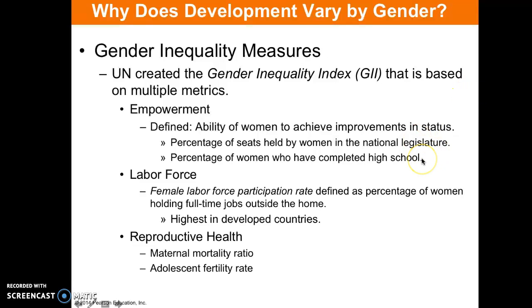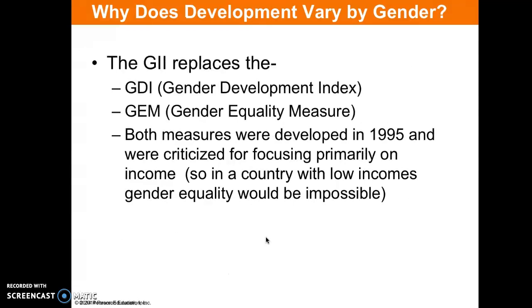Another thing that we sometimes look at with maternal mortality rate is also morbidity rate. So maternal mortality rate is the number of women who die in childbirth, and maternal morbidity rate is the number of women who are permanently injured as a result of childbirth or who die later on from these problems.